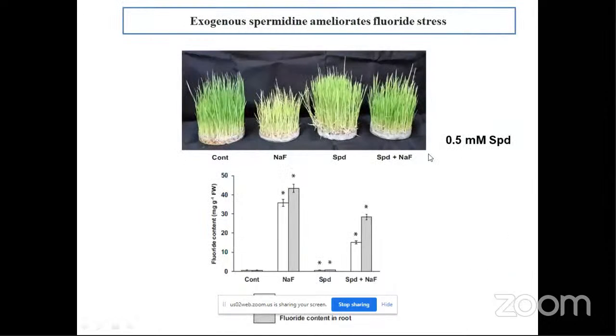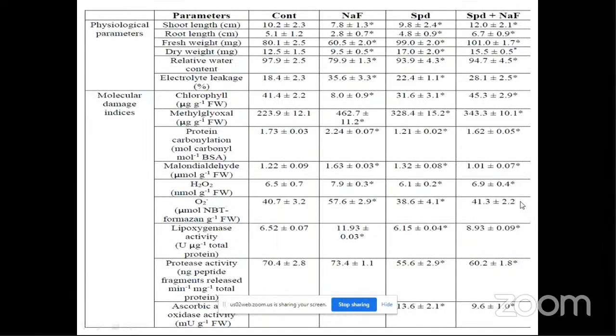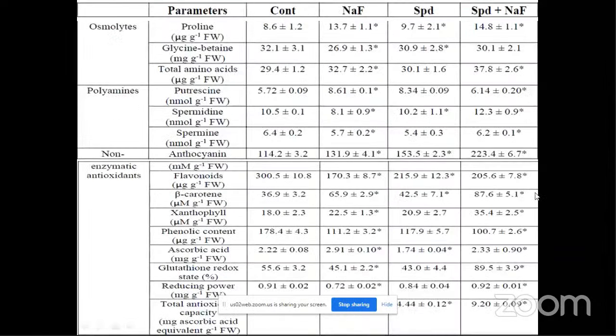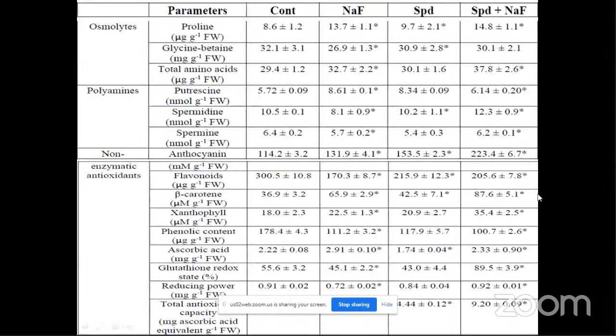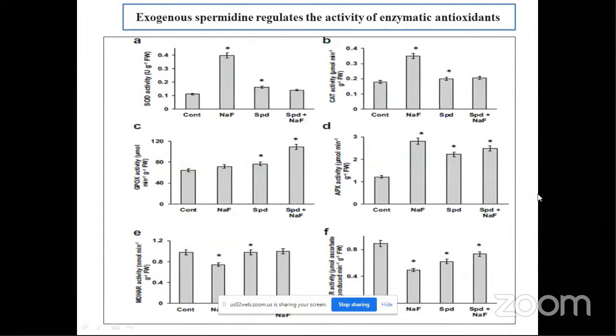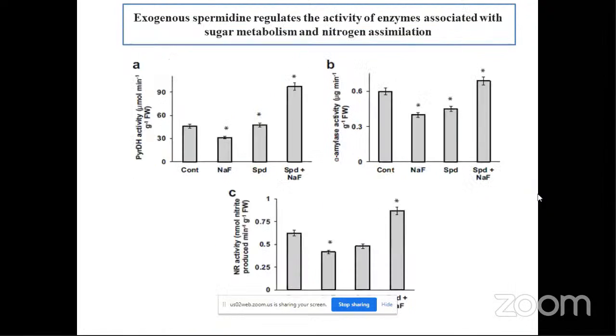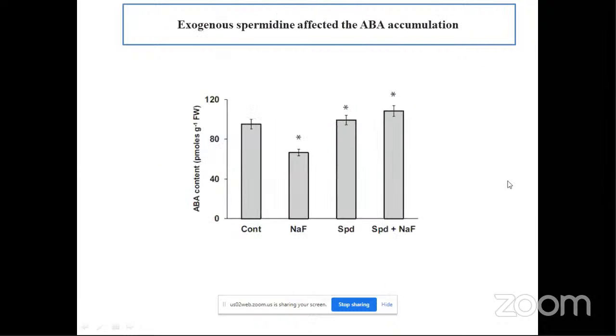So 0.5 millimolar spermidine, as you can see. Again, these are some of the routine works, and I will not go through them. It's the same measurement of the different parameters, checking the expression of different genes, and different physiological issues like sugar metabolism and nitrogen assimilation, whether these are being improved or not as a result of spermidine treatment. So all these have been checked.